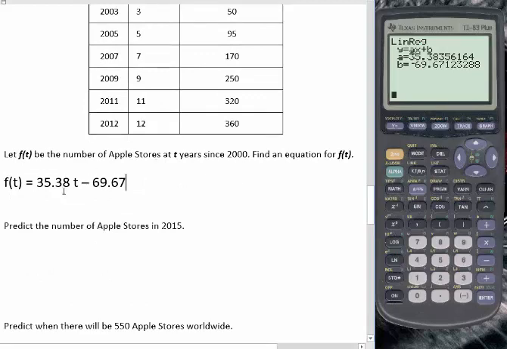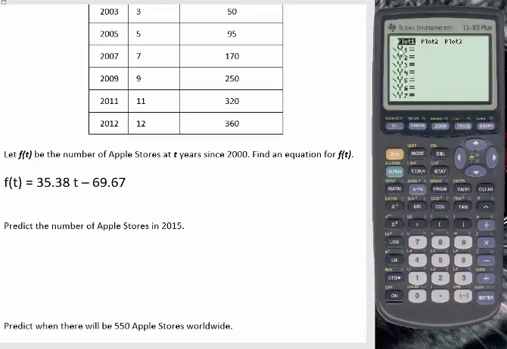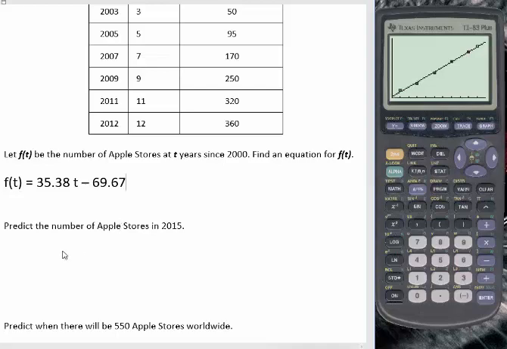Let me just show you that that equation fits the data well. I'm going to hit the y equals button. Under y1, I'm going to type this equation in: 35.38, then the variable button. They just call it x instead of t, which is fine. Minus 69.67. Now I'm just going to hit graph. And you can see, wow, the line does a really good job going through the data. It's almost perfect. Awesome.